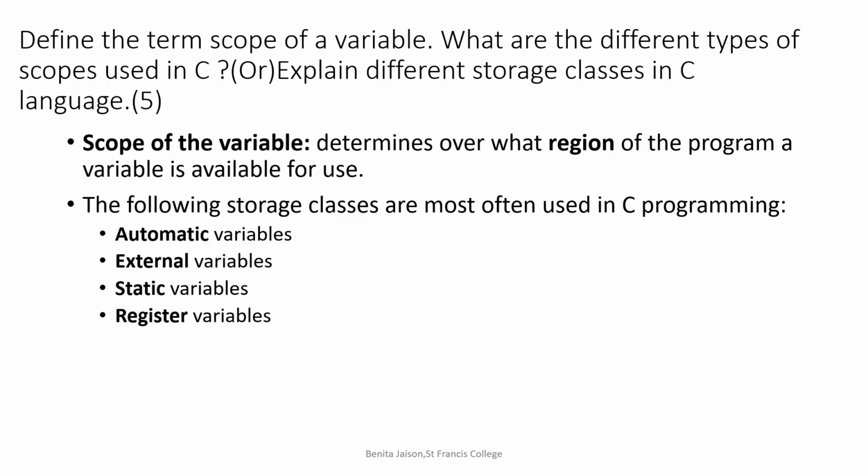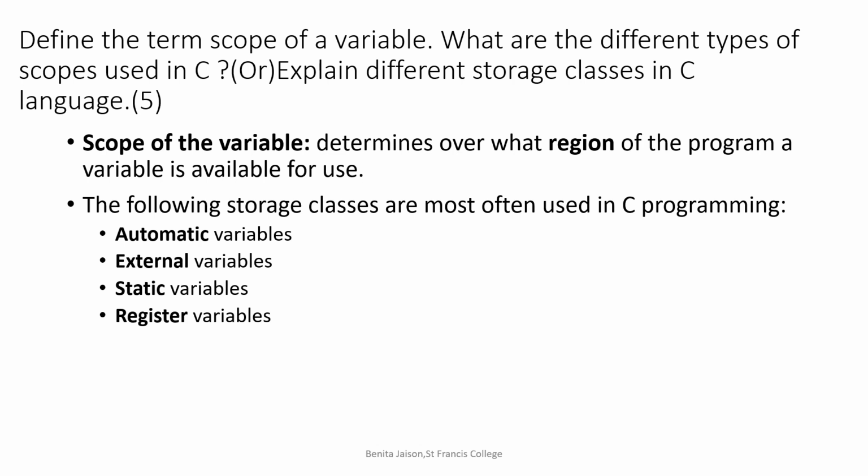Define the scope of a variable. What are the different types of scopes used in C? So the scope of a variable and also the different storage classes in C determine the same thing. As we have already seen, the scope of a variable, by definition, determines the region of the program over which a particular variable is available for use.